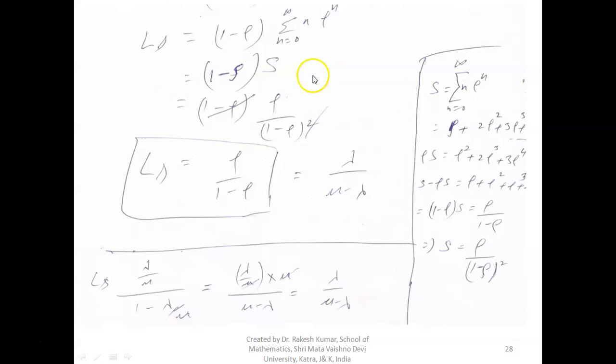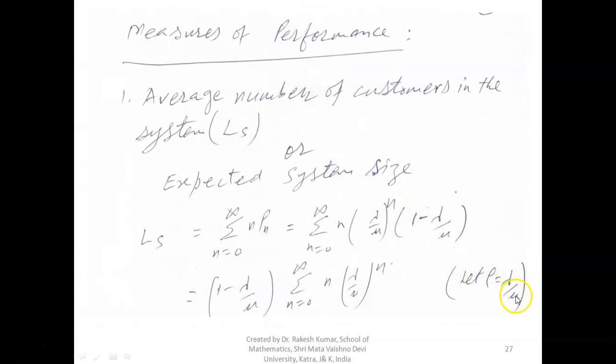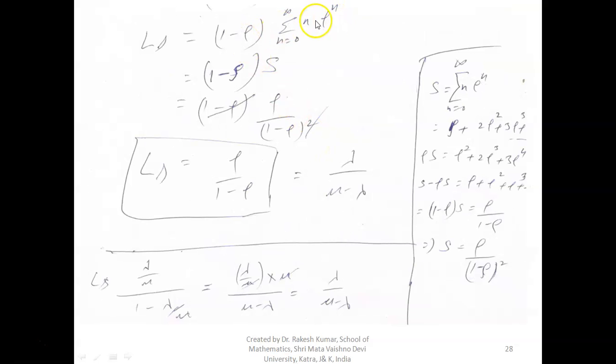If we say that lambda upon mu is rho, then we get this one. And now what is the sum of this? Let us say it is S. Taking this S, doing rho times S, and then subtracting rho times S from S, we get this, and if we find its sum, it will be rho upon this. So S is equal to rho upon (1 minus rho) square. Substituting here, I get LS equal to rho upon 1 minus rho, or in terms of lambda upon mu, it is lambda upon mu minus lambda.